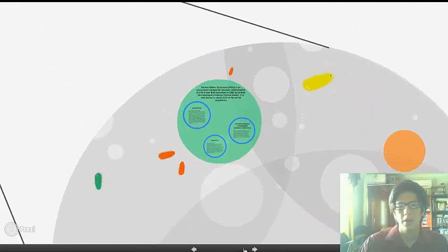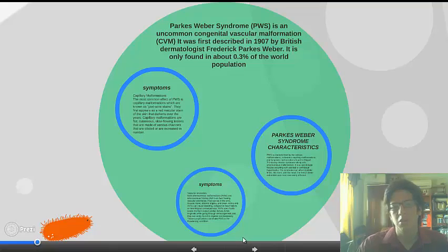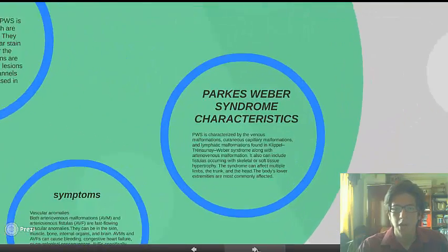Parkes-Weber syndrome. Parkes-Weber syndrome is an uncommon congenital vascular malformation. It was first described in 1907 by British dermatologist Frederick Parkes-Weber. It is only found in about 0.3% of the world population.